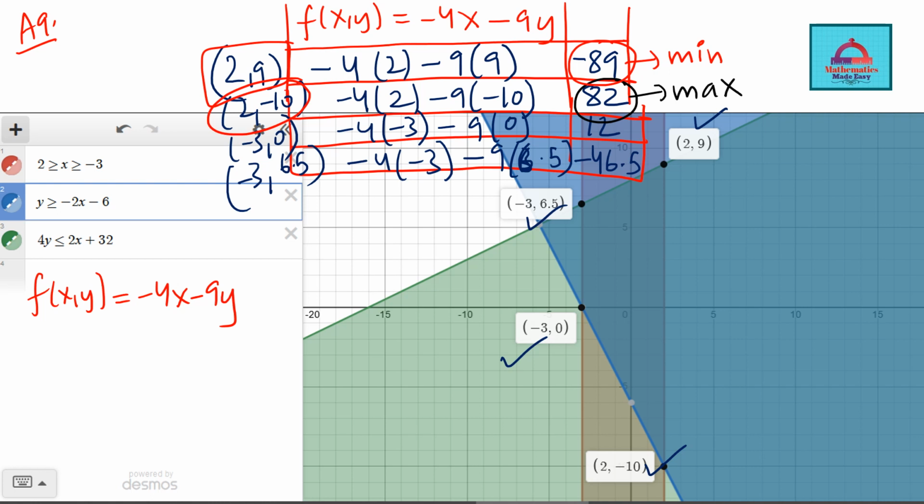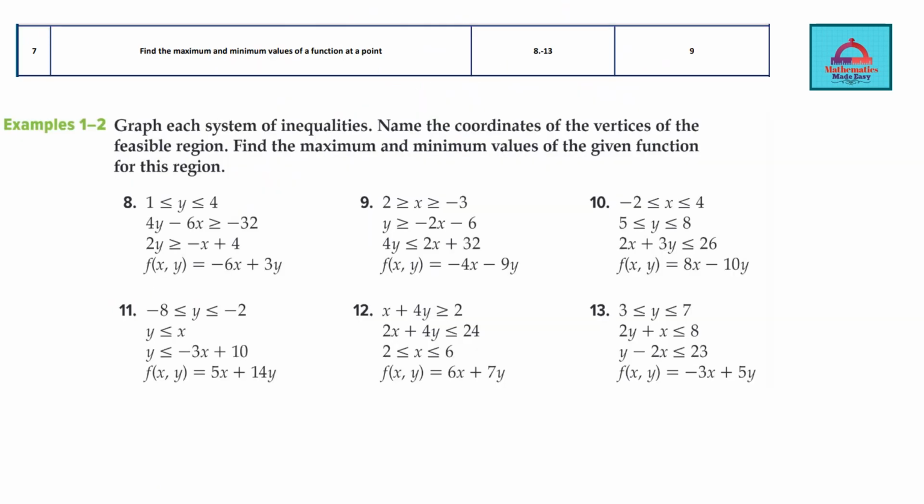So this is how we complete these kind of questions, where we find the maximum and minimum values of the objective function at a point. Also, we graph the inequalities and look at the feasible region. So this is how you solve questions 8 to 13. I hope you have understood from the video how we find the vertices of the feasible region, how we shade it, and then how we use the objective function and find the maximum and minimum values for the region.